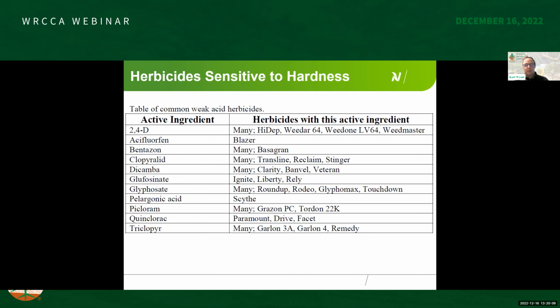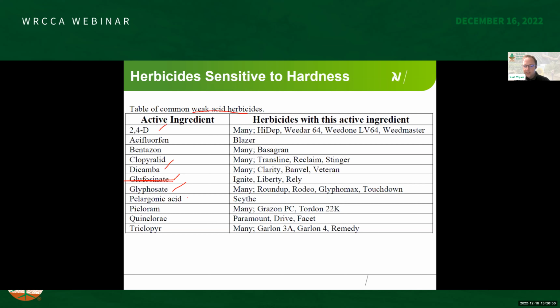So again, I mentioned that there are certain types of crop protection programs that are more susceptible to water hardness than others. Here I have a list, and the take-home message is that the weak acid herbicide category is very susceptible to water hardness. So here we have some classics on the list: 2,4-D, dicamba, glufosinate, glyphosate. All these ingredients we look at every day, depending on your territory and your crop mix. And then you have some product names there. So lots of challenges with water hardness, especially in this weak acid herbicide category.